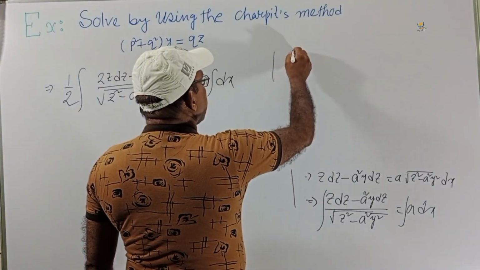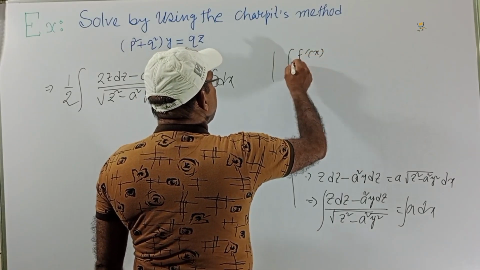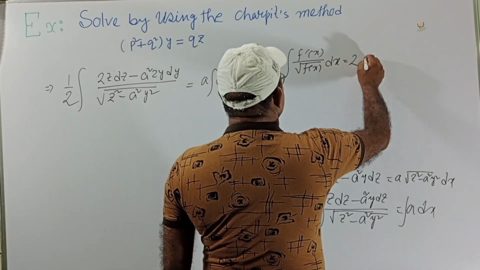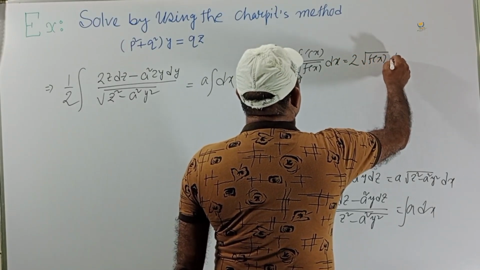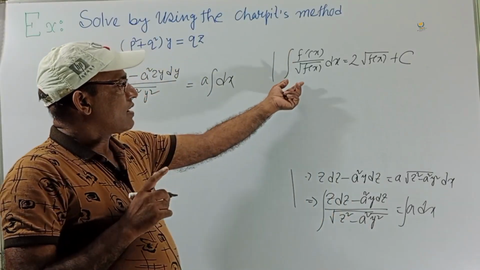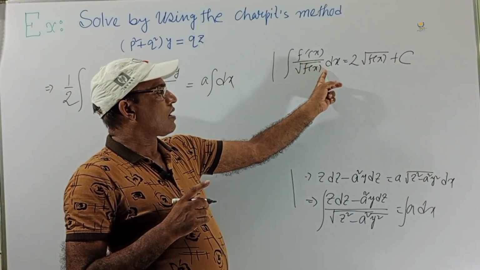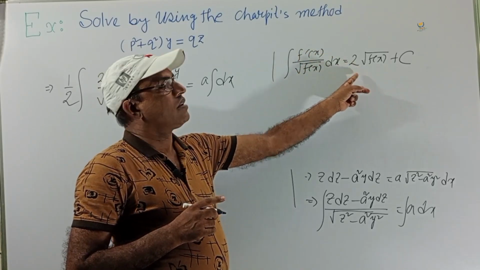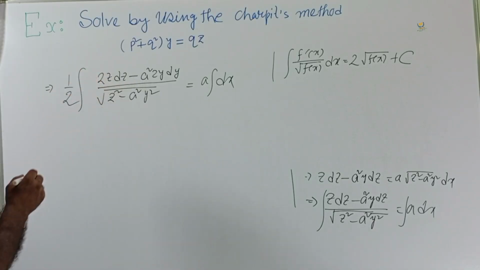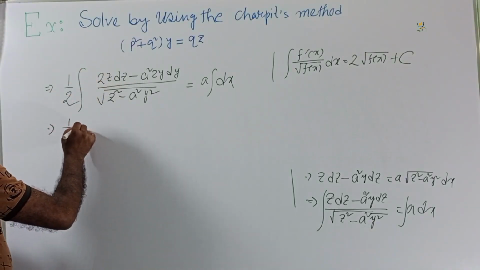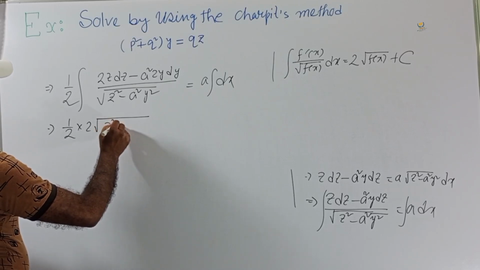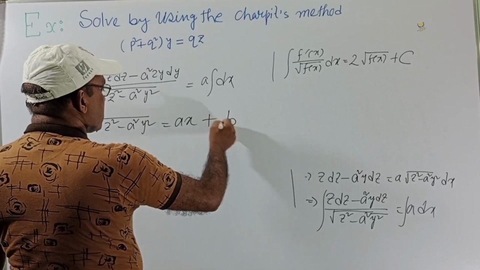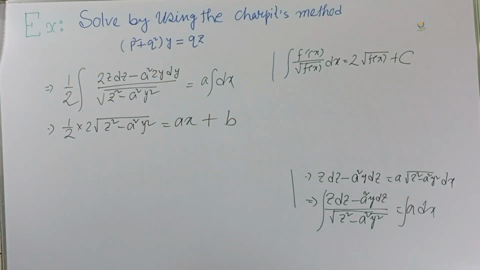We know this formula: integration of f dash x by root over fx dx is 2 times root over fx plus c. If the derivative of the expression under the root is given in the numerator, then the answer is 2 times the denominator. So this differentiation given here, we get 2 times the denominator, 1 by 2 into 2 root over z square minus a square y square equals ax plus a constant, we consider b constant.